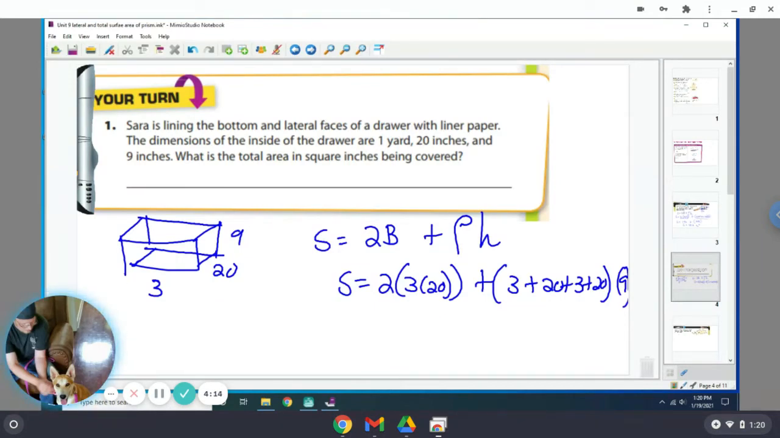So we're going to do 3 times 20 times 2, which is 120, plus 3 plus 20 plus 3 plus 20 times 9, which is 414. And then you're going to add that to 120. And you get 534 inches squared.